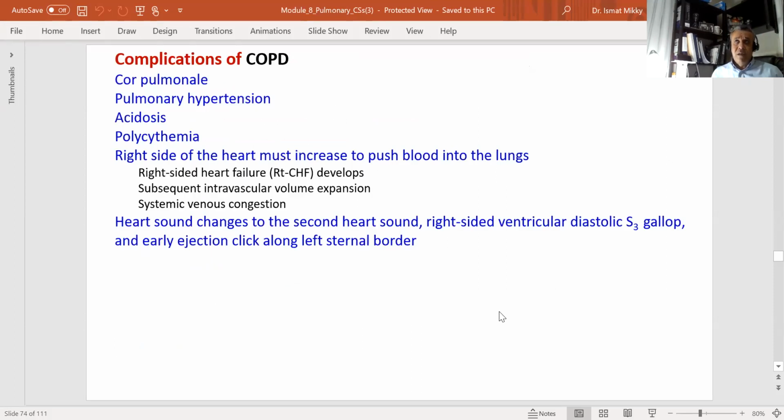And the bone marrow will compensate by producing RBCs to compensate for the decreased oxygenation or hypoxia. So if the patient with COPD has an elevated hemoglobin of 20, 21, or 22, that is expected.